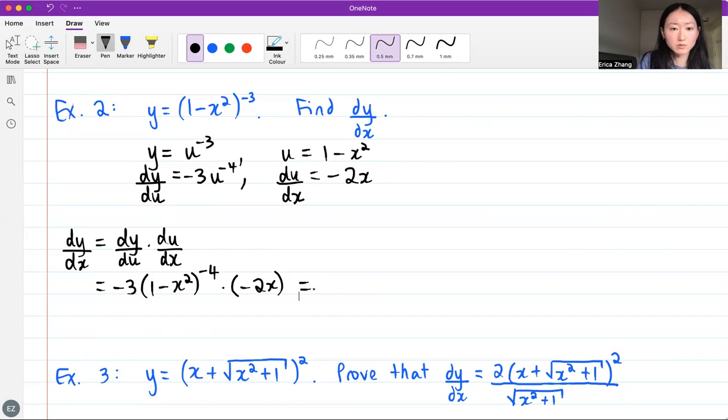And we can rewrite this a little bit more neatly by simplifying a little bit. So negative times negative is positive. Okay, so on the top we have 6x. We have a negative index, so the 1 minus x squared to the power of 4 goes in the denominator. And that's our result.